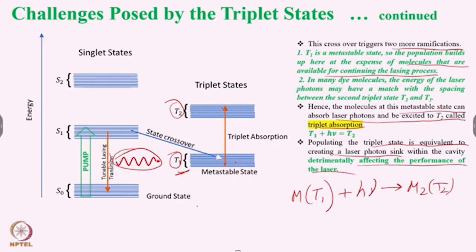So basically what you have, this is your one cavity mirror, this is the dye cell, and this is the output coupler, partially transparent mirror. Now populating this state therefore becomes equivalent to as if you have put an absorbing cell here. So this is giving out photons and this is actually absorbing this photon. So this detrimentally affects the performance of the laser.